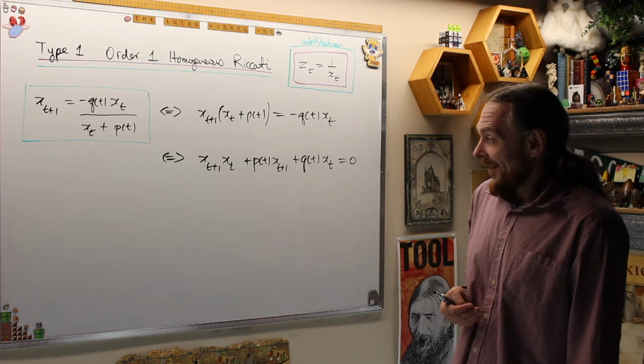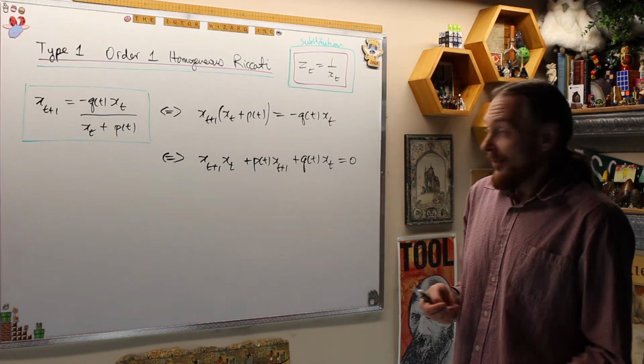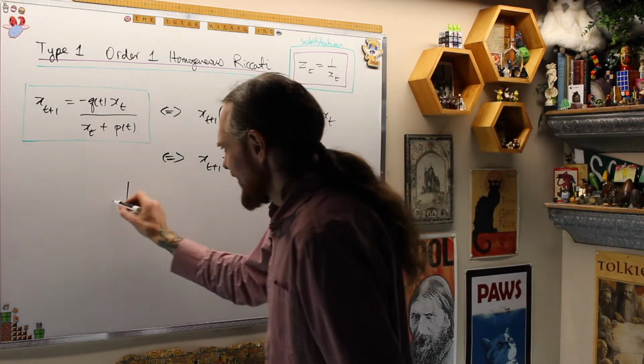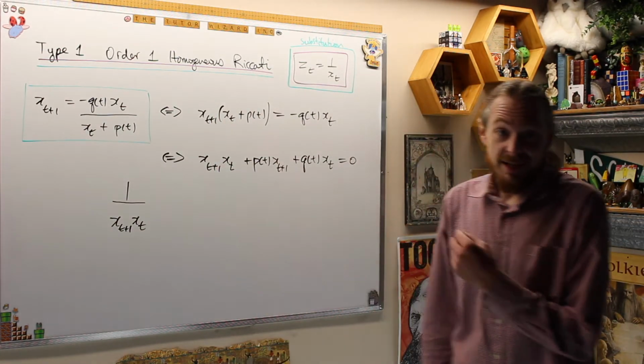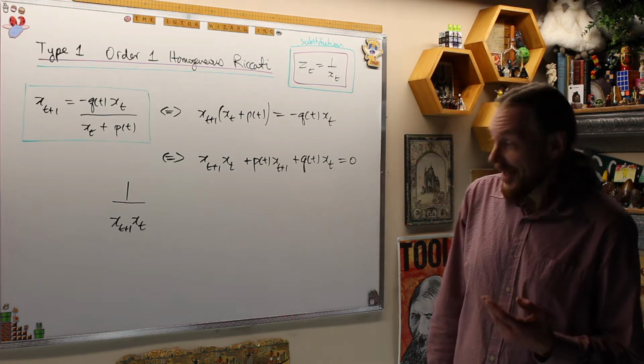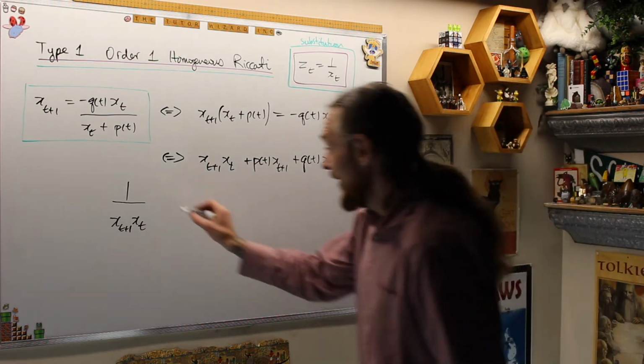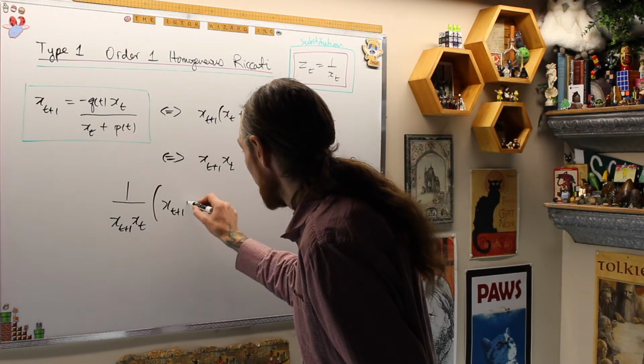So when I have that, now what am I going to do? Now what I'm cleverly going to do is multiply both sides. Again, they don't subtly point this out, but I'm going to multiply both sides by 1 over x_{t+1} x_t. What is that going to do for me? If I do this, I'll go slow.